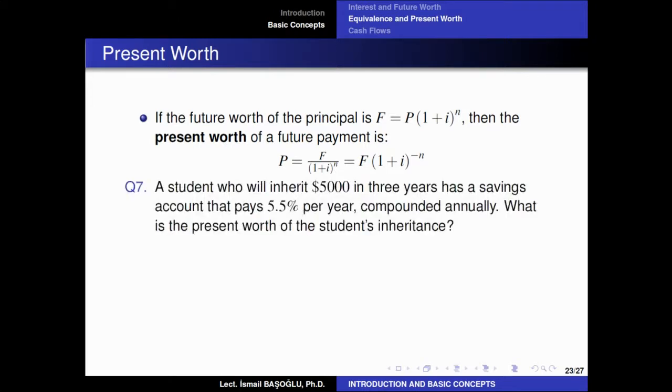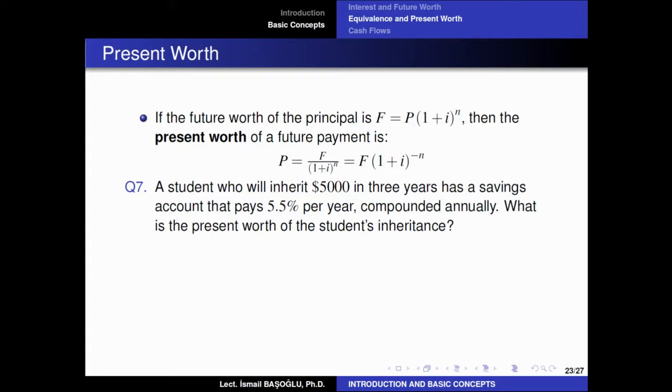Now let's practice this in this simple question. A student who will inherit $5,000 in 3 years has a savings account that pays 5.5% per year compounded annually. What is the present worth of the student's inheritance? Now here in this question, please be careful. The student is going to get that money in 3 years, not now. He or she is going to take that money in the end of the 3rd year.